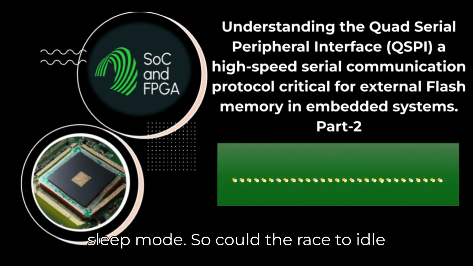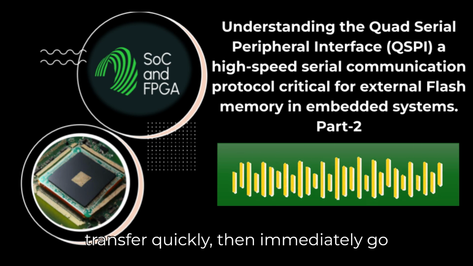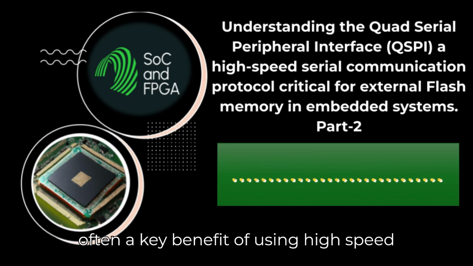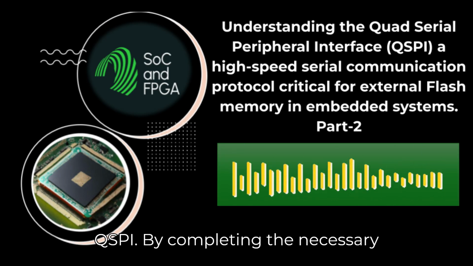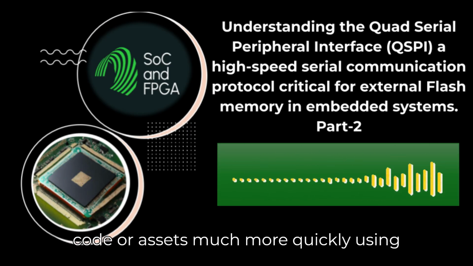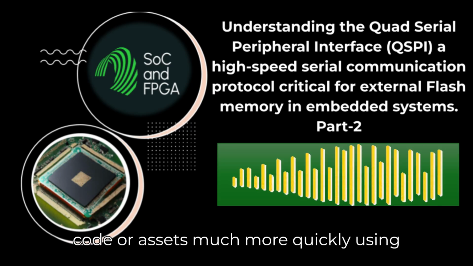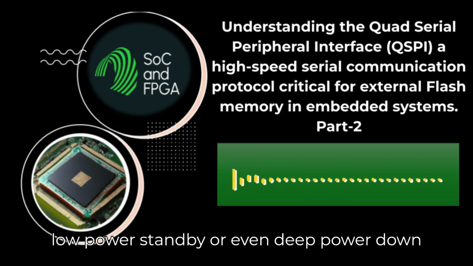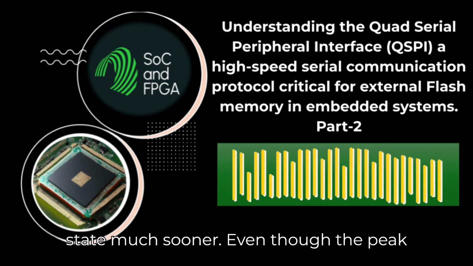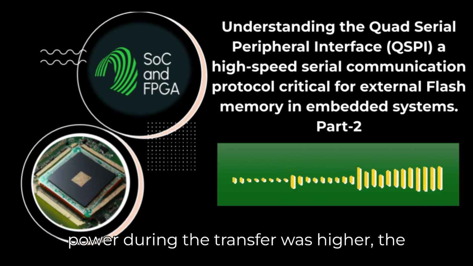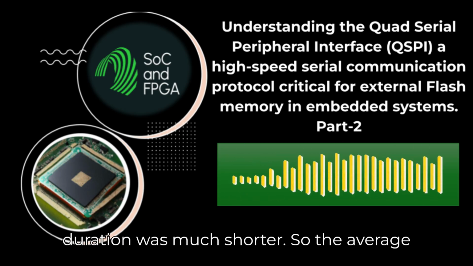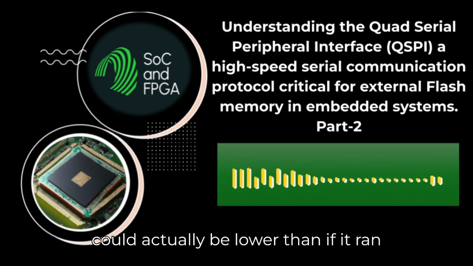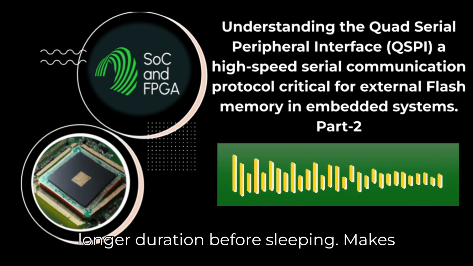So could the race to idle strategy apply here? Finish the high-speed transfer quickly, then immediately go back to a low-power state? Exactly. That's often a key benefit of using high-speed QSPI. By completing the necessary data transfer, like reading a block of code or assets, much more quickly using quad mode at a high frequency, the system can then put the QSPI flash back into a low-power standby or even deep power down state much sooner. Even though the peak power during the transfer was higher, the duration was much shorter. So the average power consumption of the system over time could actually be lower than if it ran the transfer at a slower speed for a longer duration before sleeping.